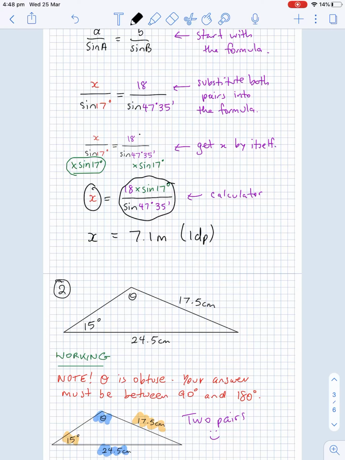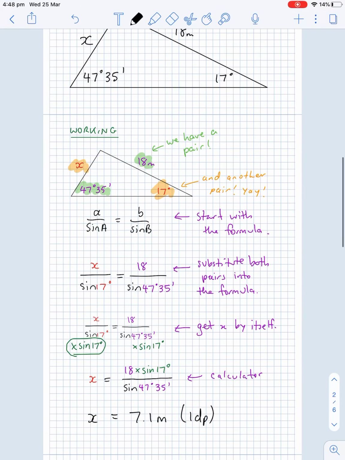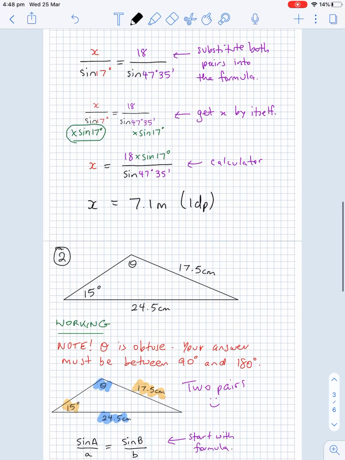So when you get this, x is now by itself, and you shove all this into a calculator, and you get 7.1 meters. So that's our value of x, done. So that's the first typical sort of situation when you're dealing with finding a side length.